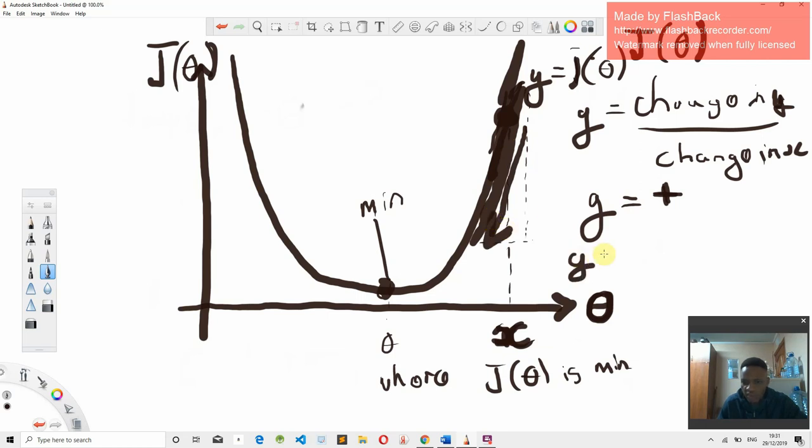So when the gradient is positive, the gradient descent algorithm will cause our algorithm to move towards the left, towards this global minimum. When the gradient is positive, the line has a positive slope. So this means that we are going to take a direction towards the left to the global minimum. Let's also take another scenario where the gradient is negative.